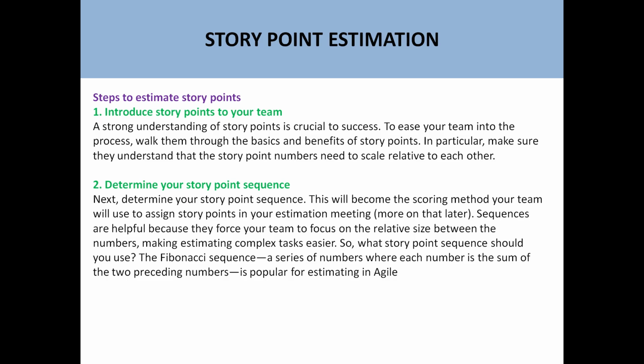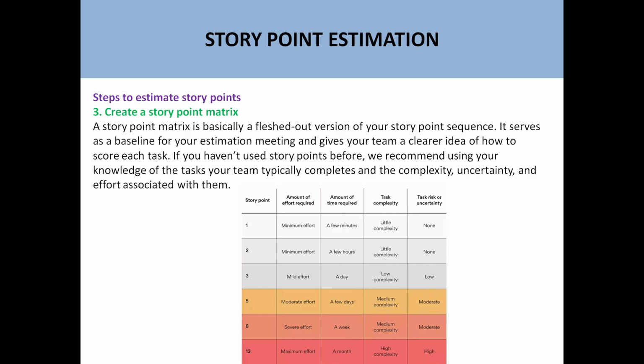Normally we use the Fibonacci sequence method for the story point, like 0, 0.5, 1, 2. So based on the Fibonacci, we use the story points sequence here. Next is the story points matrix.